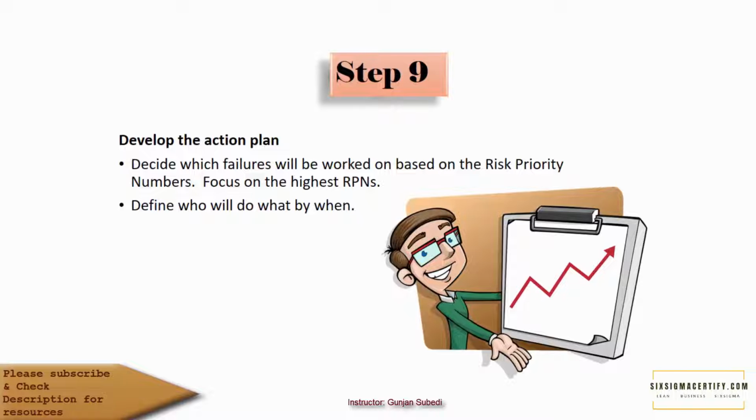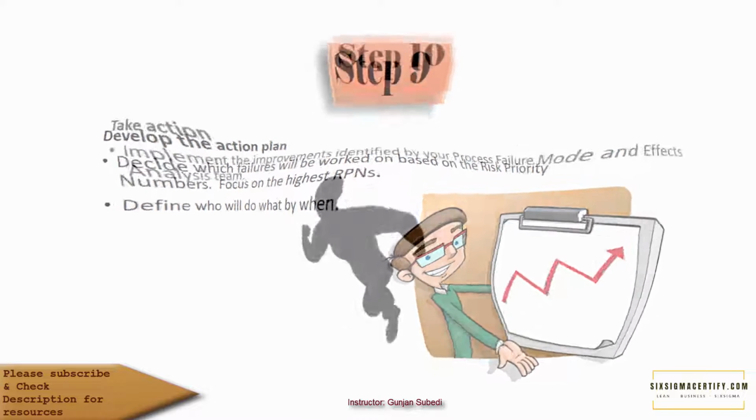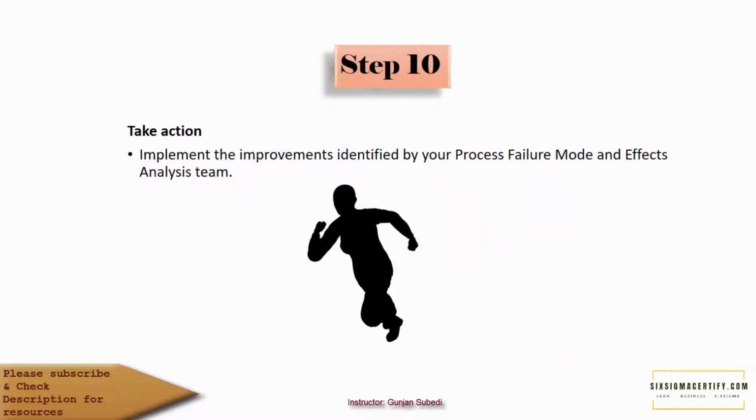We decide which failure mode will be worked on based on the risk priority number. We should focus on the highest risk priority numbers, and at the same time we should decide who will do what job by when. That means we will have to develop the action plan for each member, assigning a particular date to be completed. Then it's time to take the actions.